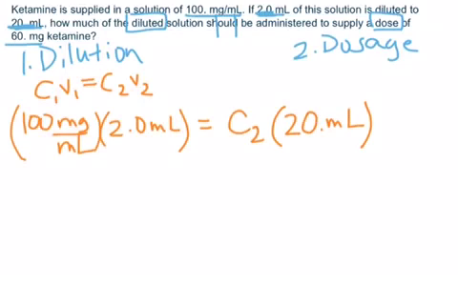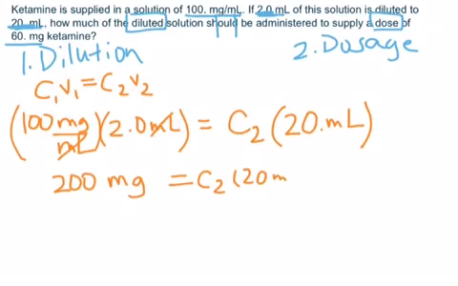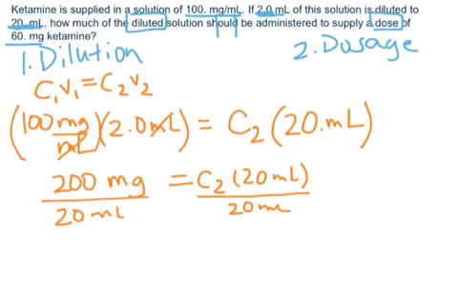So notice I wrote all the units down, and that's going to help me make sure that I do this problem right. Milliliters on top will cancel with milliliters in the denominator, so that I end up with 100 times 2, which gives me 200 milligrams. On this side, I have C2 times 20 milliliters. To get C2 by itself, we're going to divide by 20 milliliters. And once I do 200 divided by 20, I find that I have 10, and there are my units waiting for me, milligrams per milliliter. And that's my second concentration.